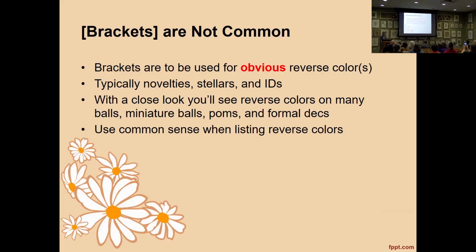Brackets are not common. If you look through the classification book, you won't see a lot of flowers that are listed with colors in brackets. But it's typically novelties, stellars, and IDs. You can sometimes see them on balls, mini balls, palms, and formal decks. But use common sense when listing reverse colors and make sure that the reverse color can be seen, especially from arm's length or 3 feet away.